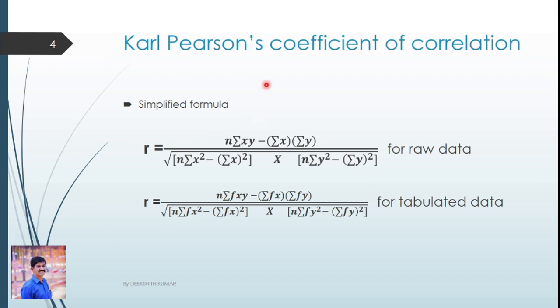Whenever Karl Pearson's coefficient of correlation is asked to calculate, we need to remember these two formulas. Once again, I'll repeat. For the raw data, the formula is R is equal to n sigma xy minus sigma x sigma y divided by square root of n sigma x square minus sigma x whole square into n sigma y square minus sigma y whole square. This formula is used for raw data. For tabulated data, R is equal to n sigma fxy minus sigma fx into sigma fy divided by square root of n sigma fx square minus sigma fx whole square into n sigma fy square minus sigma fy whole square. This is the formula used for tabulated data.